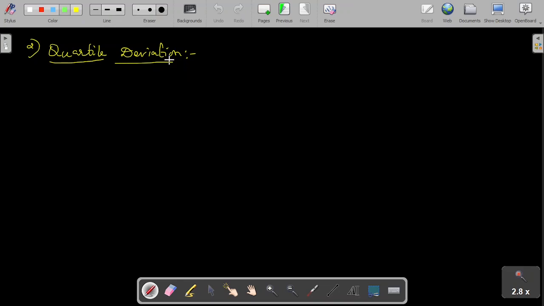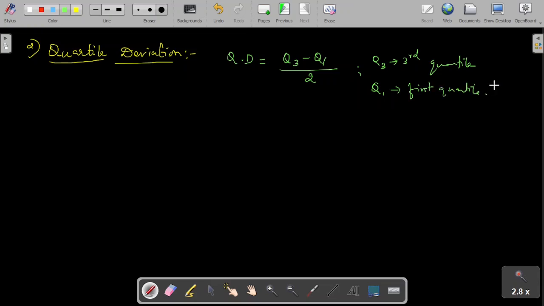Next is quartile deviation. Quartile deviation is defined as QD, which is equal to Q3 minus Q1 divided by 2, where Q3 is the third quartile and Q1 is the first quartile. I've already uploaded a video on partition values. There I have explained what quartiles are and how to find them. So quartile deviation is given by Q3 minus Q1 divided by 2. Q3 is the third quartile and Q1 is the first quartile.